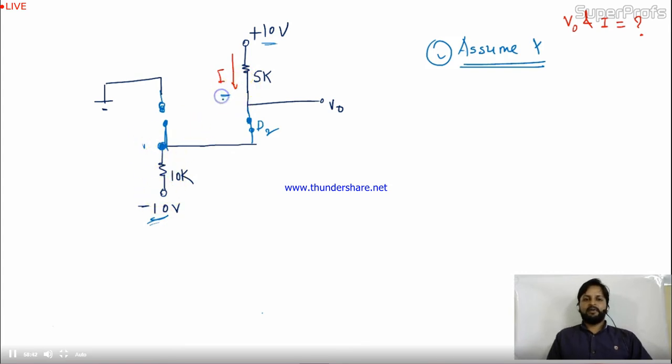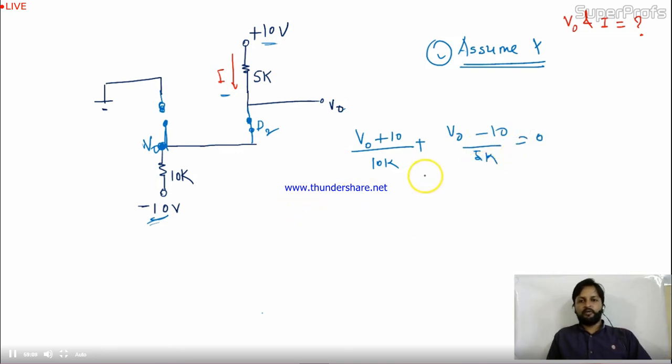We have to find V0 and I0. So let's take V0 as the voltage over here. Is it okay? So directly we'll find it by nodal analysis. Nodal analysis says (V0 minus 10) divided by 10k plus (V0 minus 10) divided by 5k equal to 0. Is it okay? One equation, two terms, because two branches are connected. This branch is open, so this is meaningless over here.